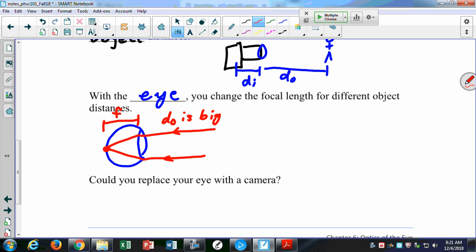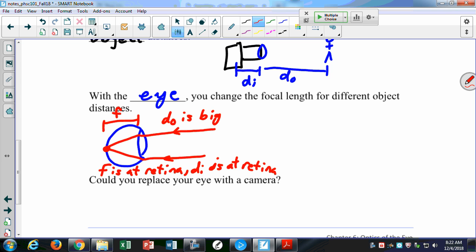And when the object is far away, the focal point is at the retina, and DI is at the retina. In fact, with the eye, the image distance is always at the retina. If it's not, that's when you get near and far-sightedness. If the image distance isn't at the retina, if the image isn't being formed at the retina, that means that you just see fuzzy stuff, that you're not seeing the full clear image.